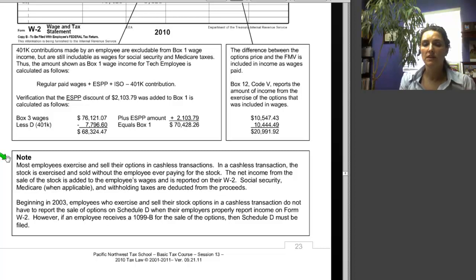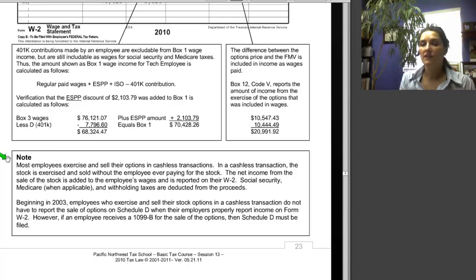Now, beginning in 2003, employees who exercise and sell their stock options in a cashless transaction do not have to report the sale of options on Schedule D when the employers properly report the income on Form W-2. However, if an employee receives a 1099-B for the sale of the option, then the Schedule D must still be filed. And in virtually every case, a 1099-B is issued.